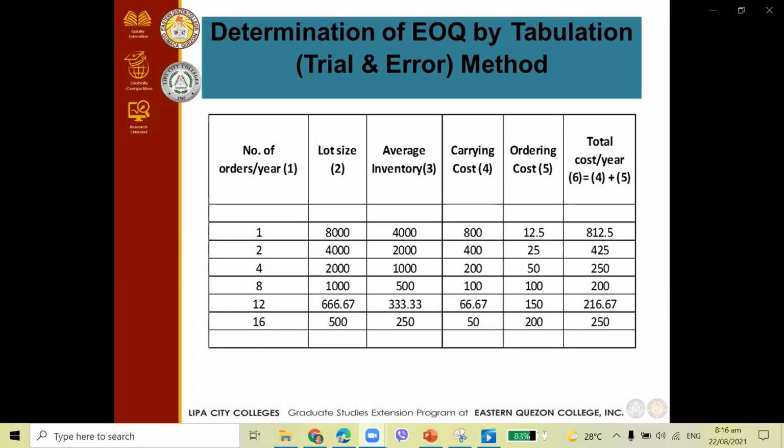So, makikita po natin dito ang lot size po na 1,000 units na kinakailangan po natin i-order ng 8 times in a year. Yun po yung pinakamaliit na total cost per year. So, yun po, para po makuha natin siya, ang ating EOQ by trial and error method.